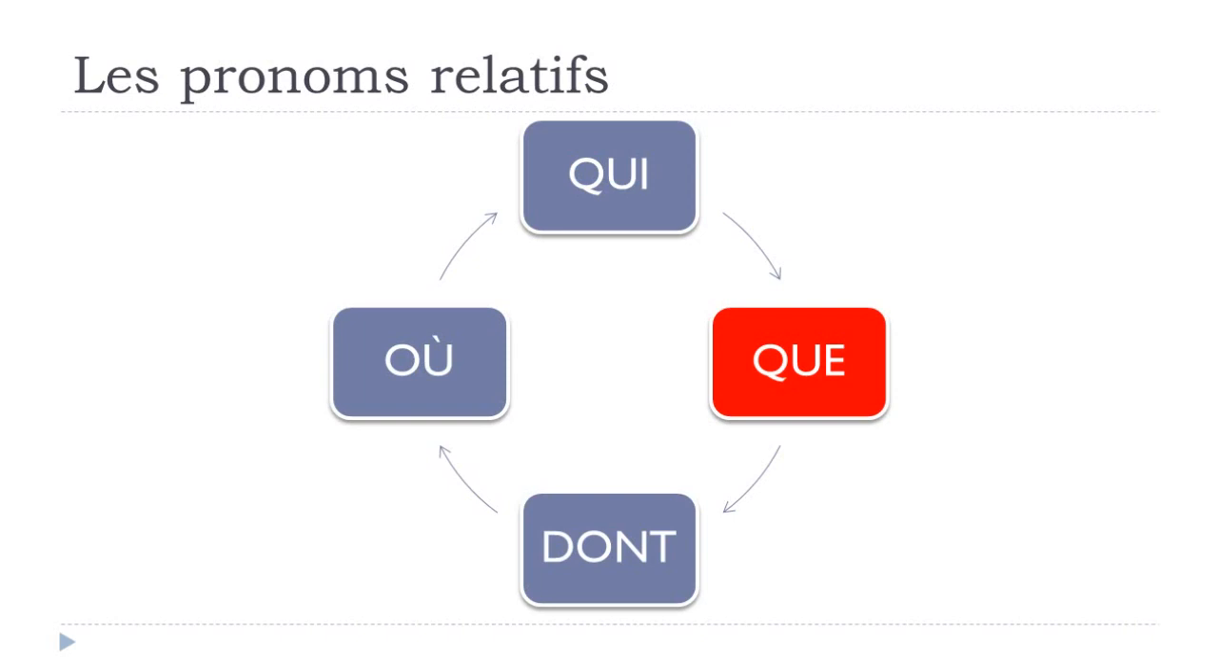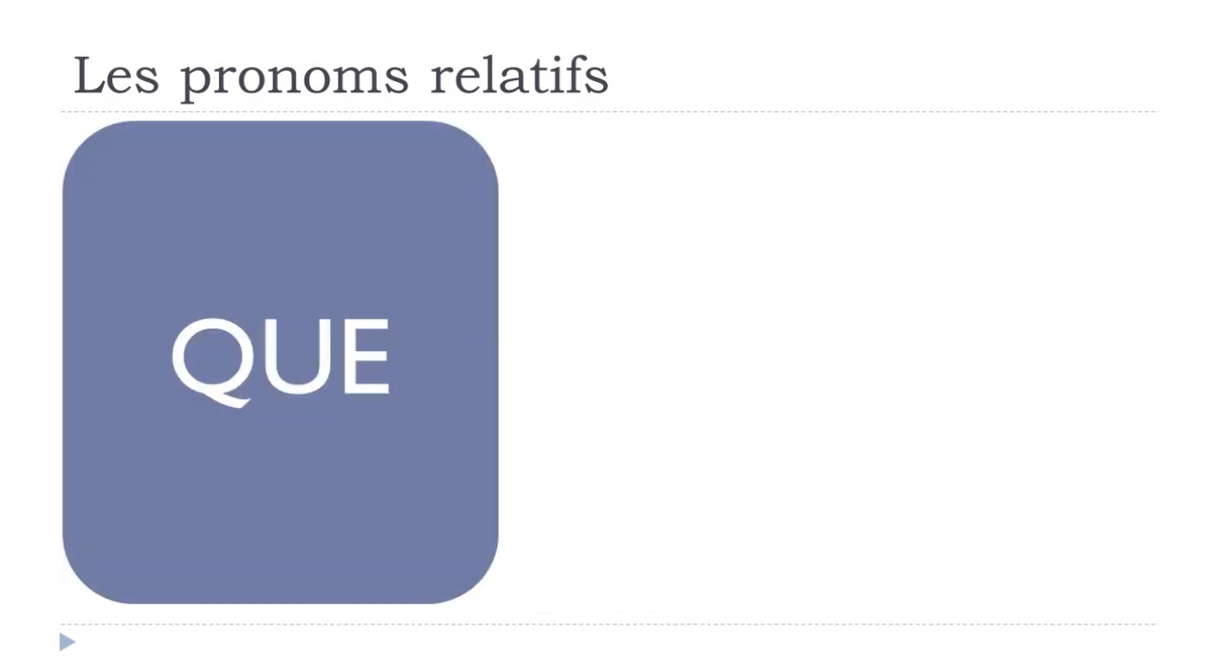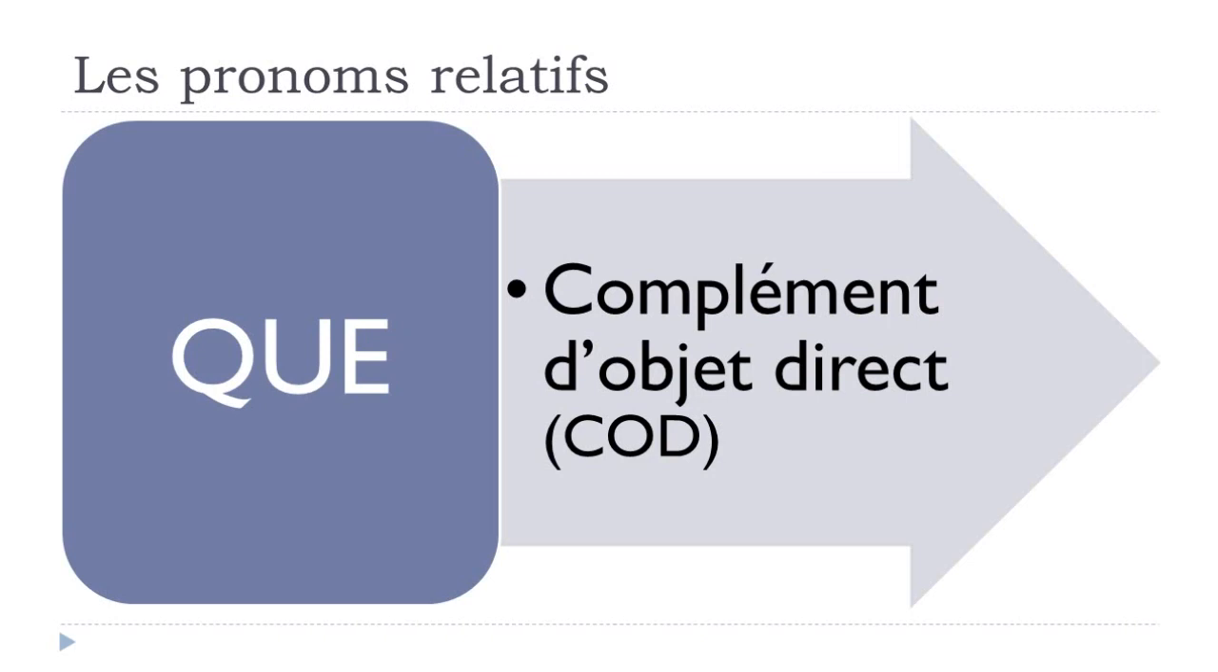Now we'll have a look at que, okay? So que, you should remember that it will replace what we call complément d'objet direct. So complément, it's because it will complete the sentence. Objet, because it's what we call grammatical object. Okay? And then direct, just because we don't use or we won't use any preposition between the verb and this grammatical object. Okay, and then normally we tend to write it shortly, COD. Okay, so if you see this COD written somewhere, it's just because we want to say complément d'objet direct.